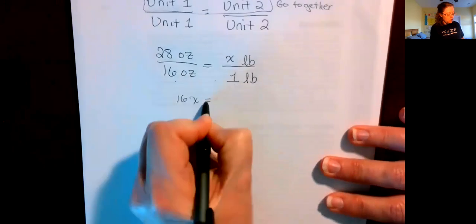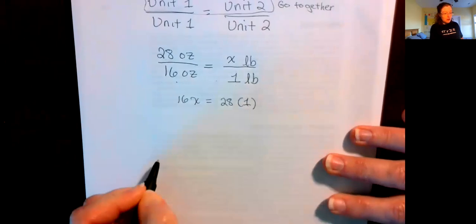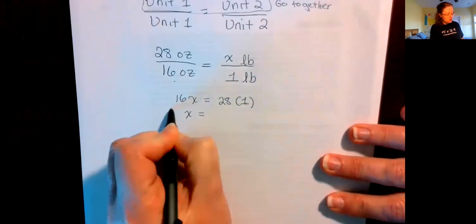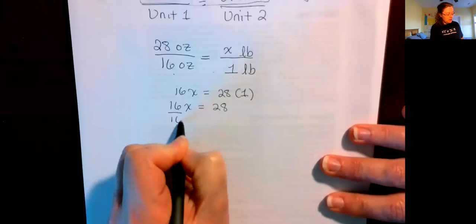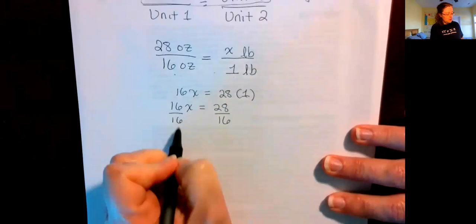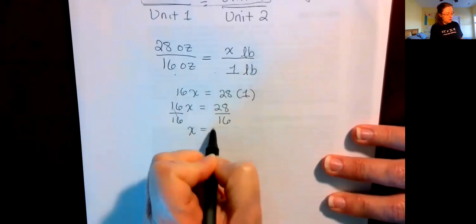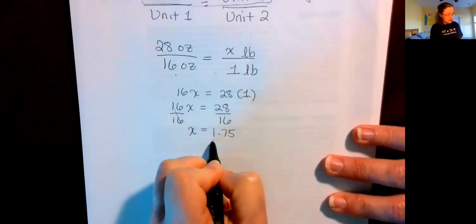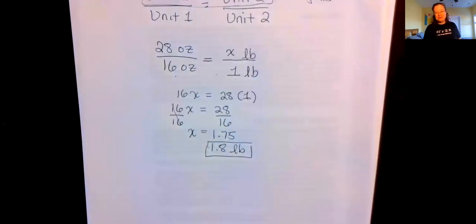16x is equal to 28 times 1. And then 16x is equal to 28. The 16 needs to run away again. So I divide both sides by the 16. These guys cancel out, and I'm left with an invisible 1x. And again, this will be 1.75. Our answer then is 1.8 pounds. Put it in a box to make it easier for me.